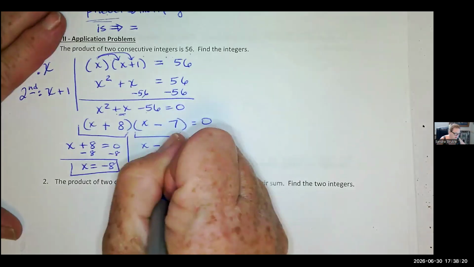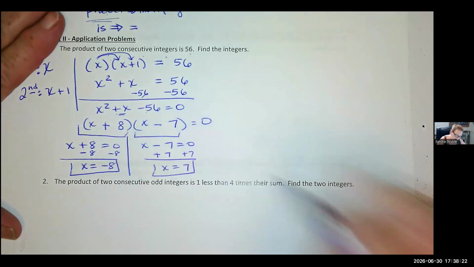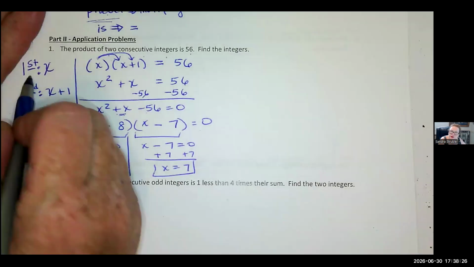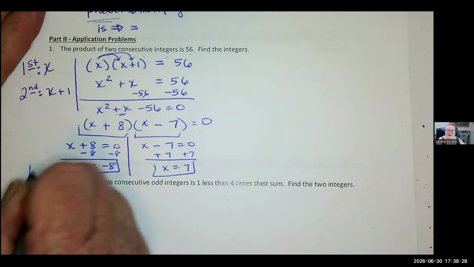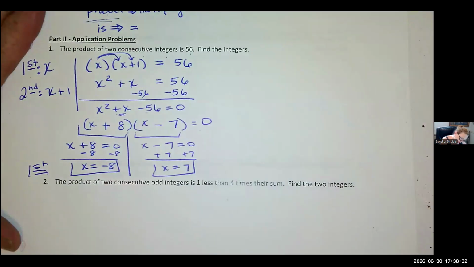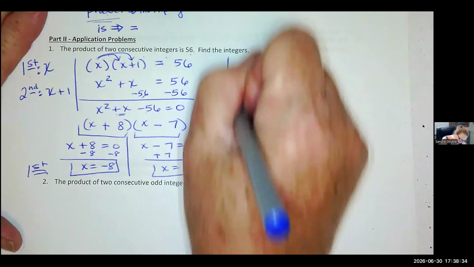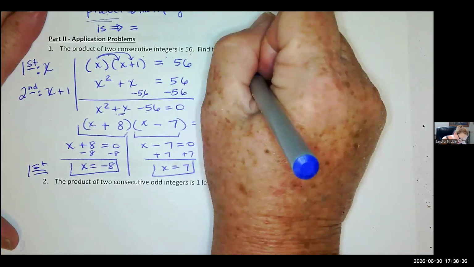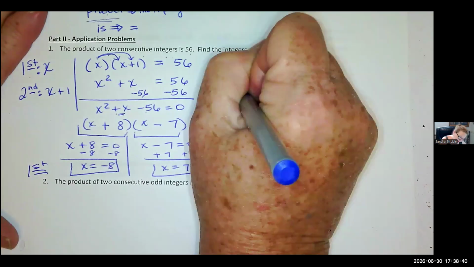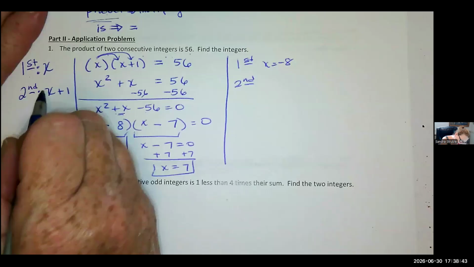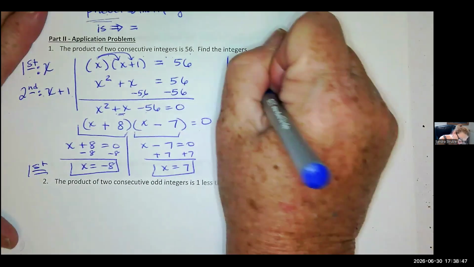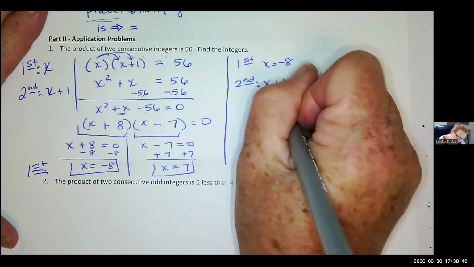There's my second answer. Now, these are the first answers. These are the first integers. We need to find the second integer. So the first one is x equals -8. The second would be x plus 1, which is -8 plus 1, which is -7. There's the second one.